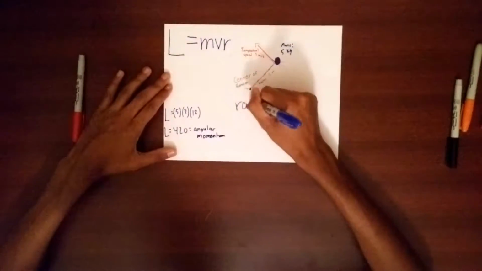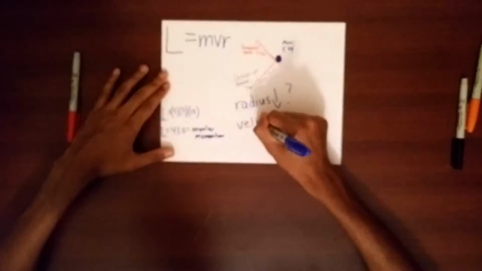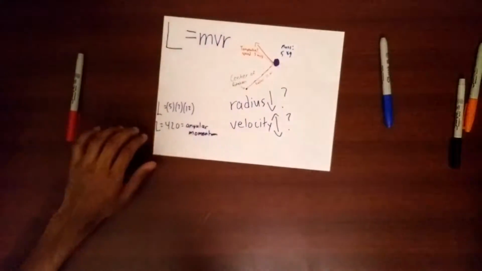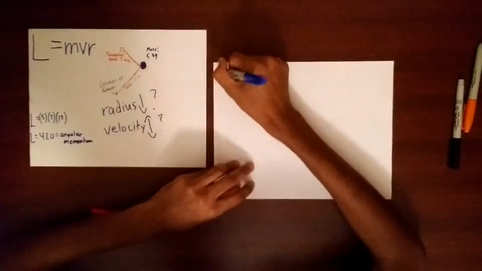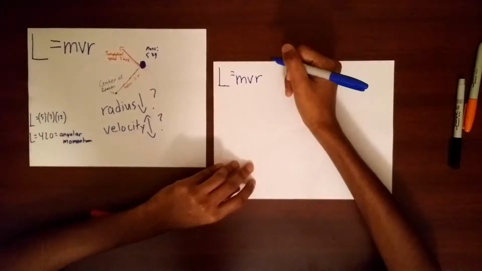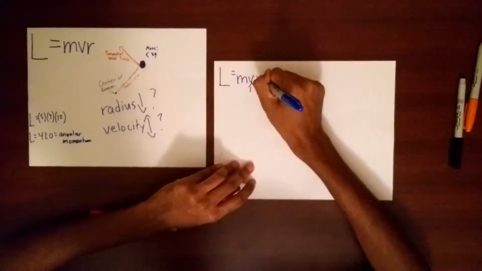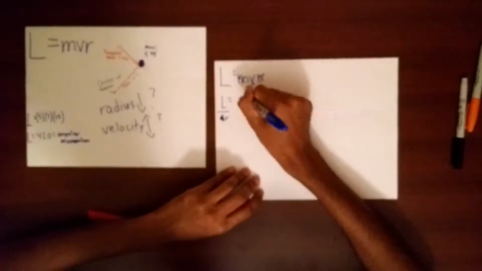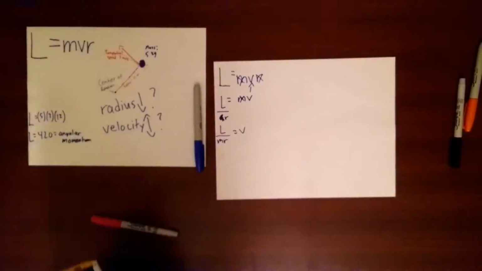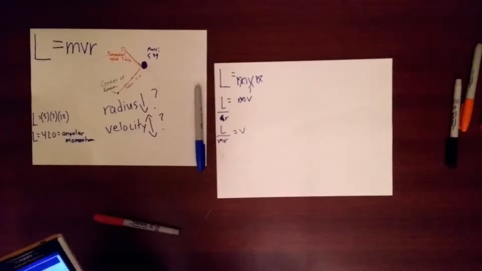But what happens if we decrease the radius? What happens to the velocity? By using basic algebra, we can rearrange the formula to solve for v. To isolate velocity, we take angular momentum and divide it by mass times radius.